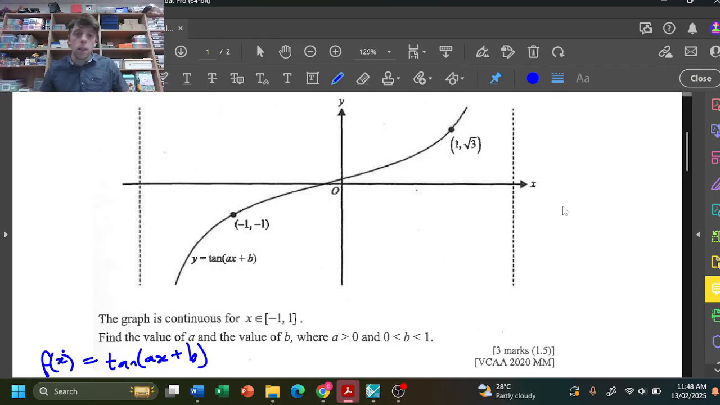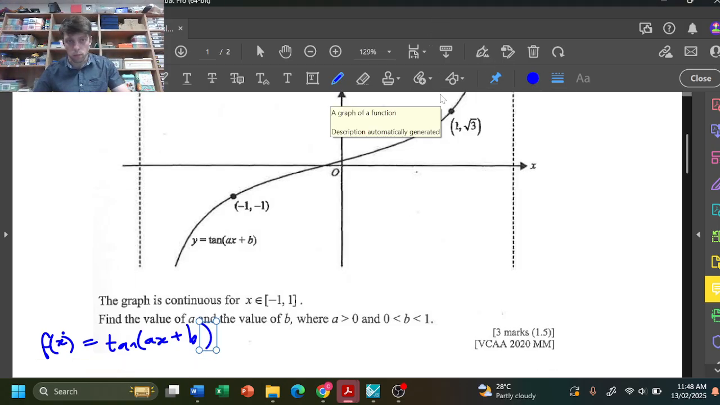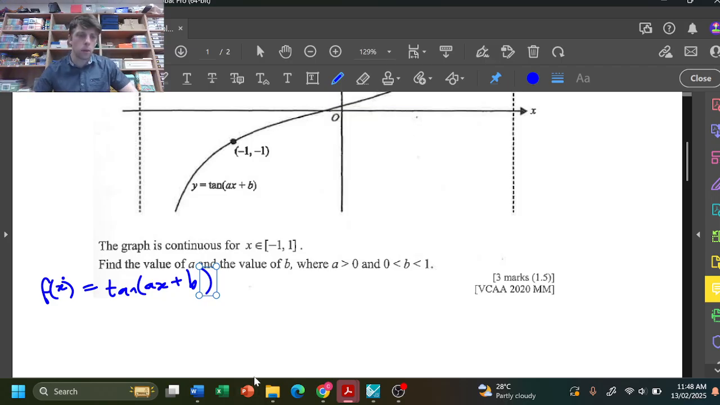And the general idea is if we have two pieces of information, we can use those to find two unknowns. So given two unknown letters, like in this case A and B, we can use these two coordinates that we've been given on this graph. So this one and this one, we're going to use them to solve for A and B by creating a system of simultaneous equations. That's the idea. So let's put that into practice.